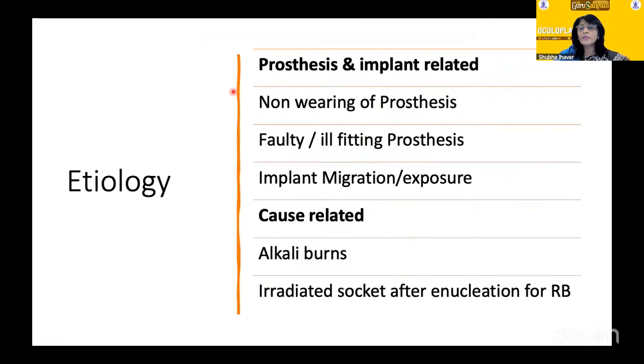Now, prosthesis and implant related is where, because of non-wearing of the prosthesis, or a faulty or ill-fitting prosthesis, the patient is not regularly wearing, or he has not exchanged the prosthesis, or because of implant migration or exposure. And it might also be due to other reasons, like an irradiated socket after enucleation because of malignancy, or alkali burns.